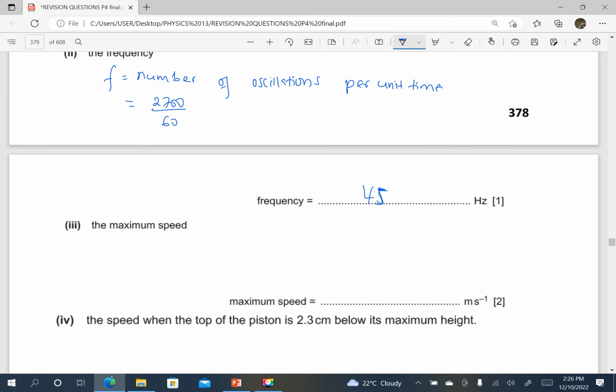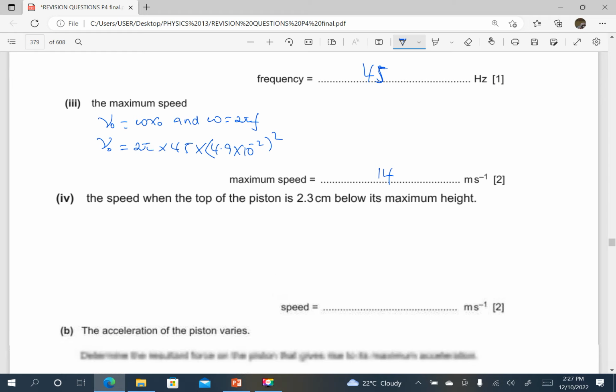Then the maximum speed. We now know very well that maximum speed v naught is equal to omega times x naught. And we also know that omega is 2 pi f or 2 pi over T. So the maximum speed v naught is going to be 2 pi times the frequency, which is 45, times the maximum amplitude, which is 4.9 times 10 power negative 2. So I get the maximum speed here. From my calculator, the maximum speed is approximately 14 meters per second to two significant figures.